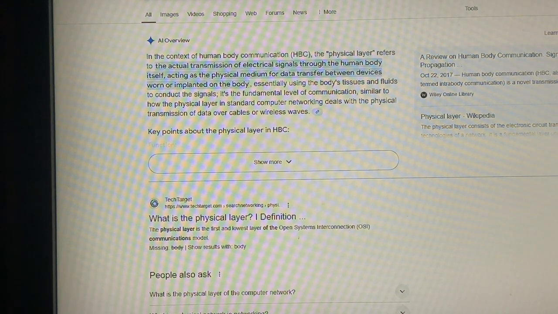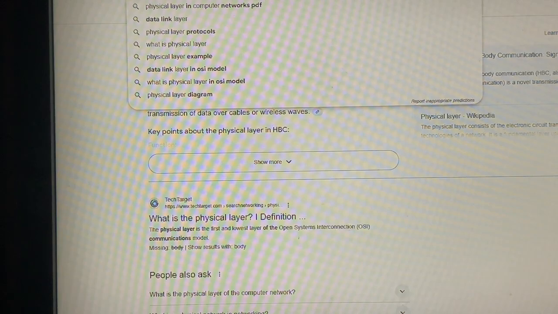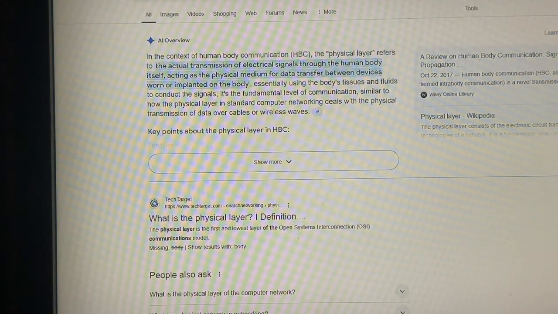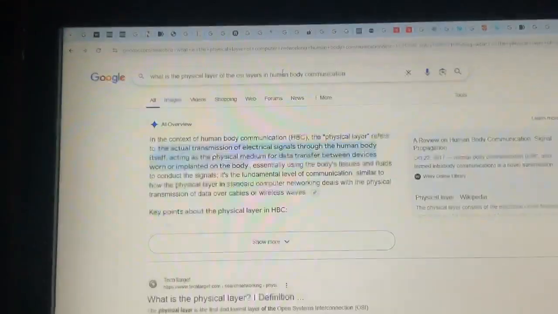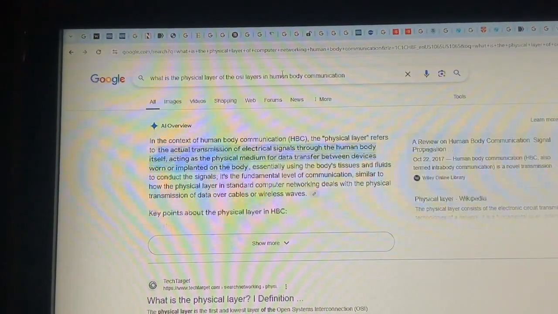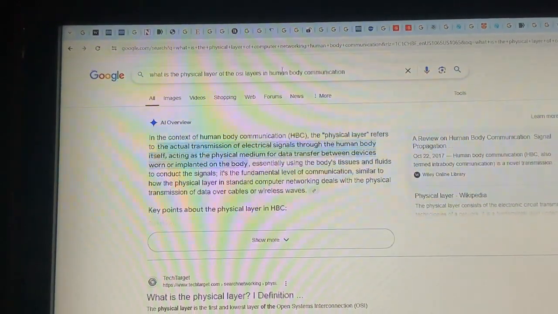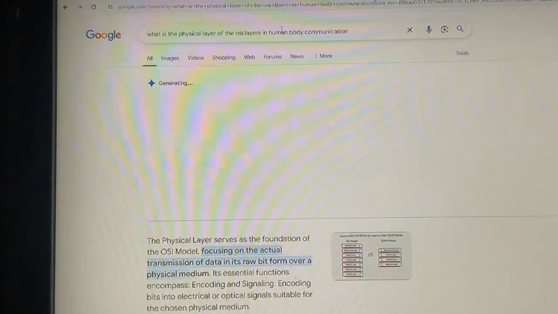Let me ask it another way. For experts like Odious Odie, what is the physical layer of the OSI layers in human body communication? Let's just cut right to the professional quick, shall we?